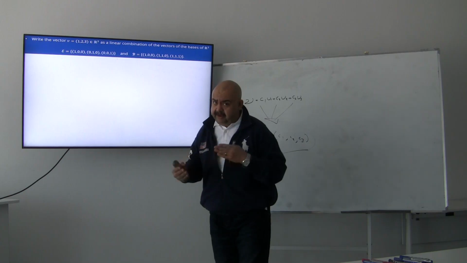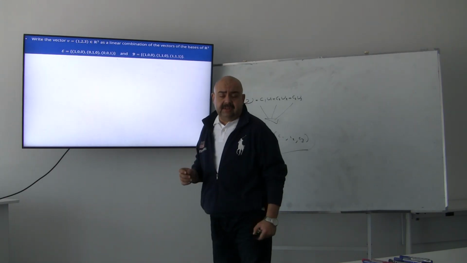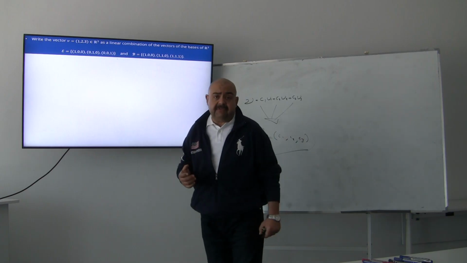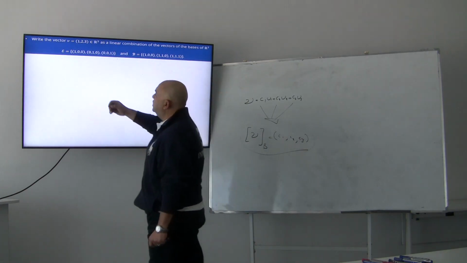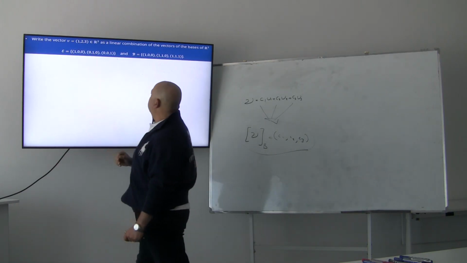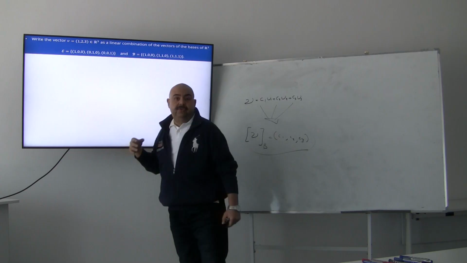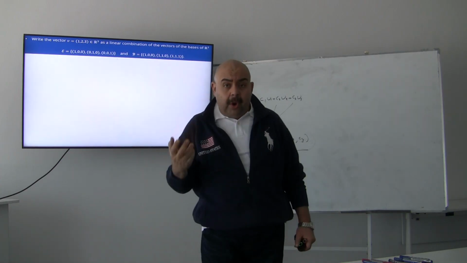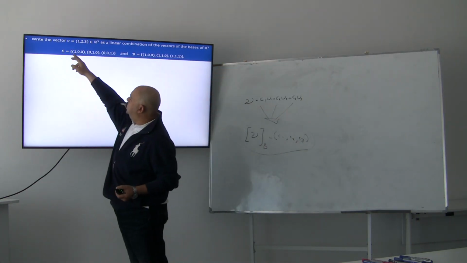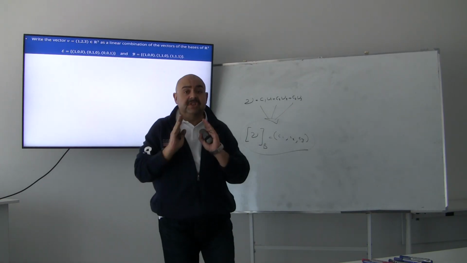For this example, just to refresh your information, and also to show the importance of the standard coordinates and the standard basis for any vector space. Here, it's written: write the vector (1, 2, 3), which belongs to R3, as a linear combination of the vectors of the basis of R3. You are given two bases for R3. One of them is the standard basis, which is (1, 0, 0), (0, 1, 0), and (0, 0, 1). And it's required to write it. This is really very simple.